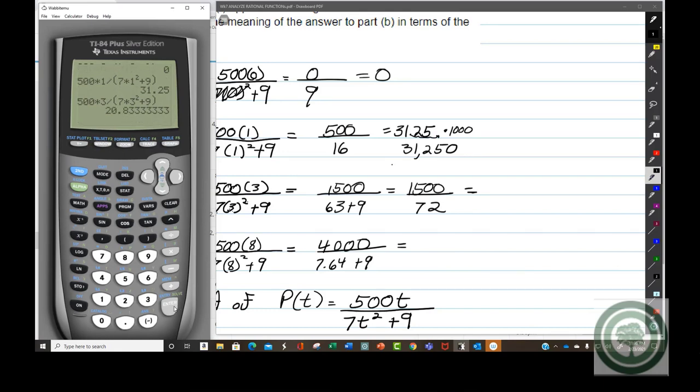That's going to have to be rounded, isn't it? So 20.833 times 1,000 is 20,833 people in your little domain there.